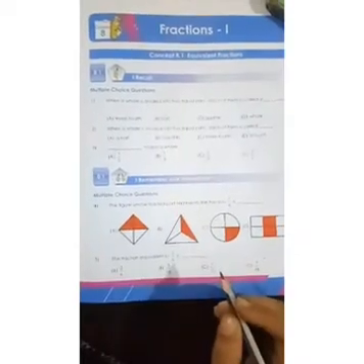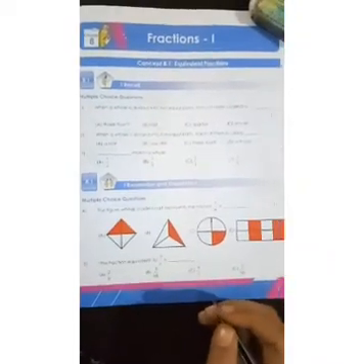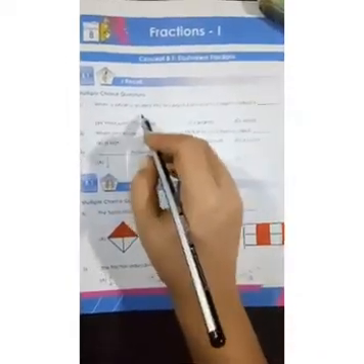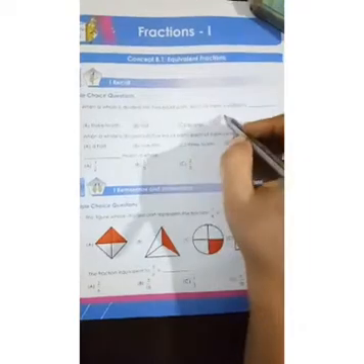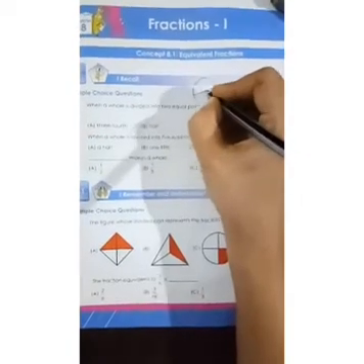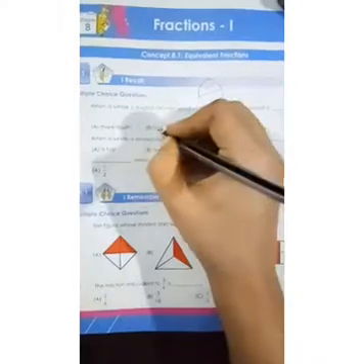So children, these are the questions that are given in the workbook of the first chapter for the PT2, that is Fractions 1. So let us start the questions. When a whole is divided into 2 equal parts, each of them is called a dash. Now suppose I have a figure and I divide the figure into 2 equal parts. What is this one part called? This part is called a half. Half, and 2 halves make one complete figure.